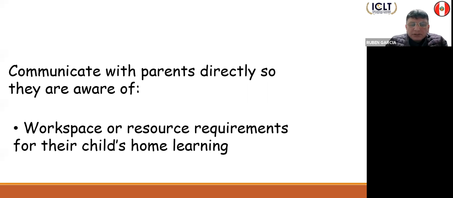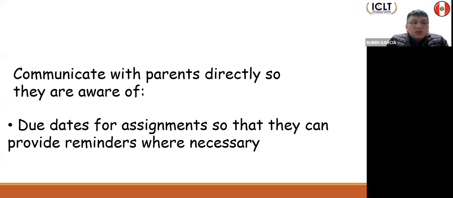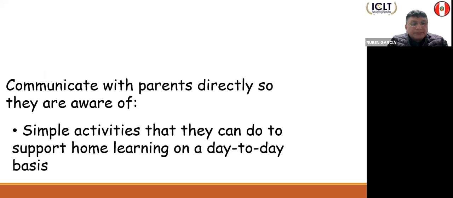Yes, it's important because they are at home now, no? Remote classes. And due dates for assignments so that they can provide reminders when necessary. It is important to have the deadlines so the parents can be aware of them as well and remind their children about them. Simple activities that they can do to support home learning on a day-to-day basis. Yes, supporting home learning is important to keep your students motivated, to keep your students eager to participate.